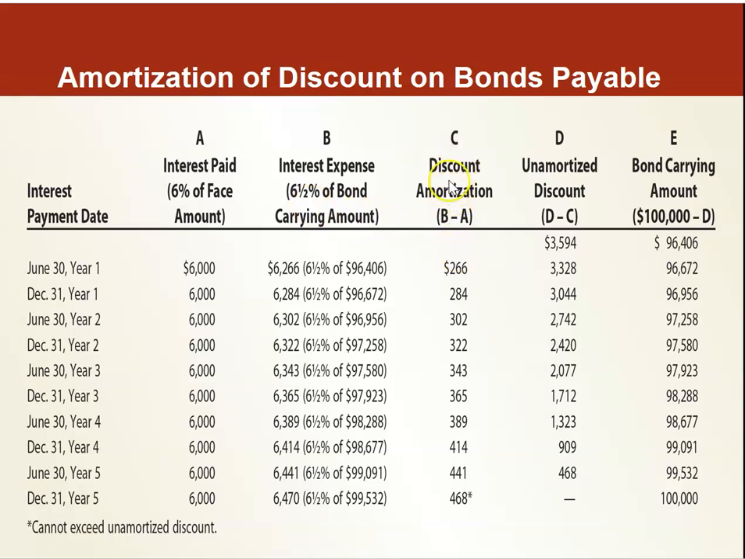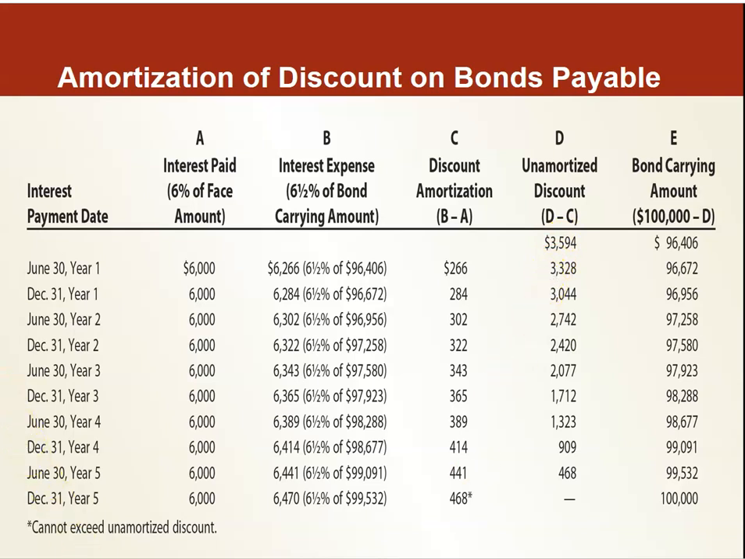We have our discount amortization. We have our unamortized discount, which started off at $3,594, and our bond carrying amount, $96,406, which is the $100,000 liability minus the unamortized discount.